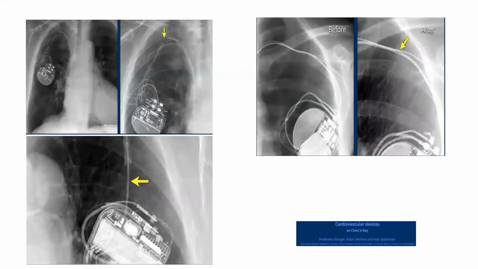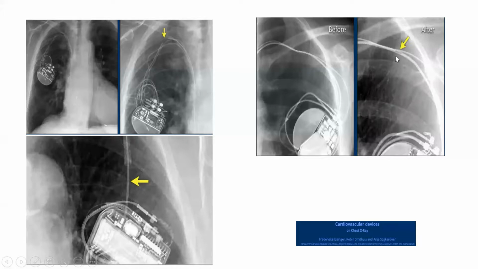Okay, now I want you to see here. This is a right-sided generator. I'm zooming in here. What do you see in this lead? What's the problem in this? Fracture. Yes, this is lead fracture. Thank you so much. And here, this is before and this is after the event.